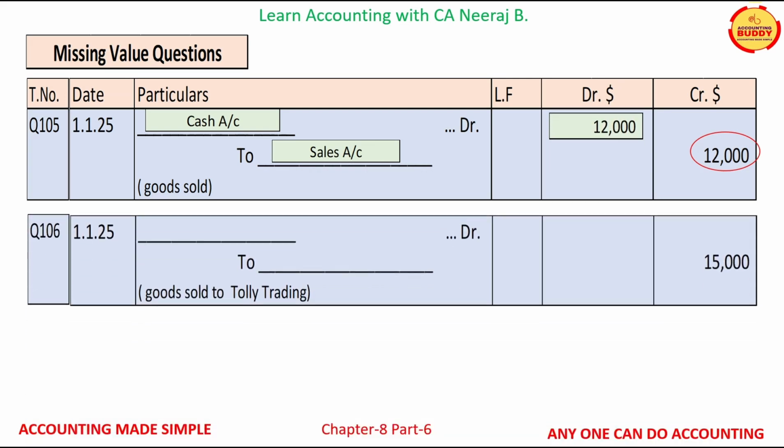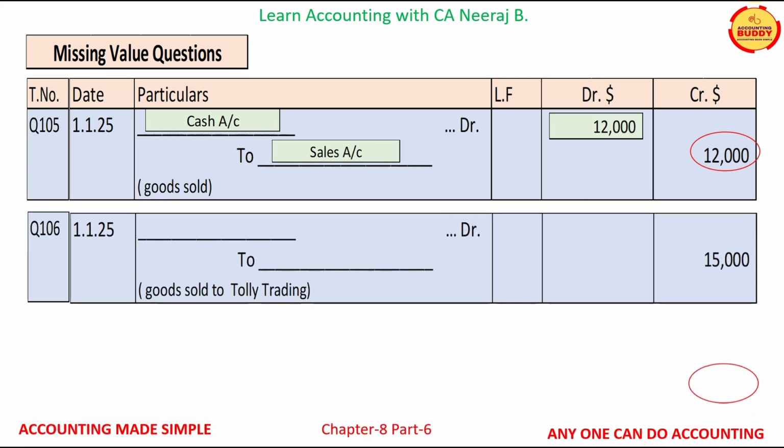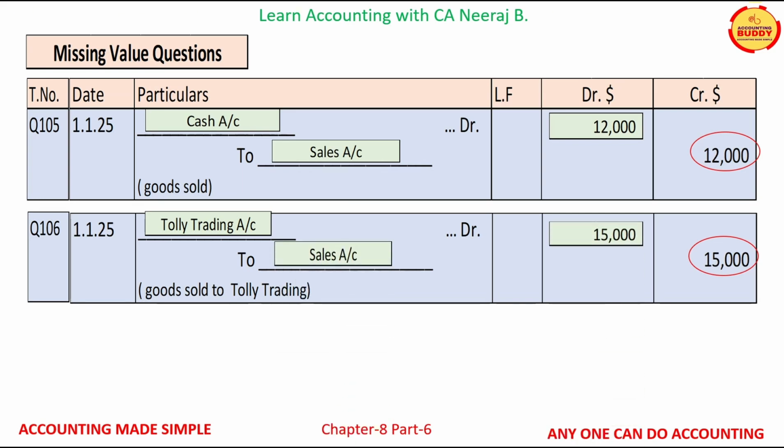Question number 106 is goods worth $15,000 are sold to Tuli Trading. The entry for this transaction will be debit Tuli Trading account and credit sales account. Tuli Trading account will be debited with $15,000.